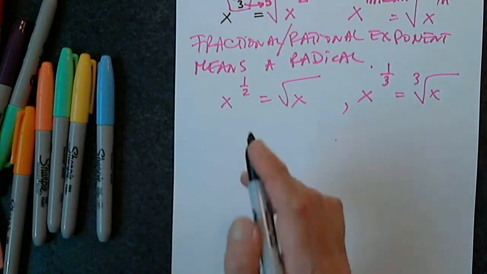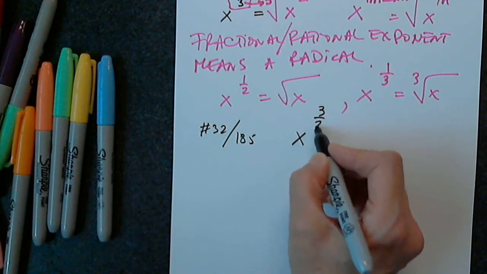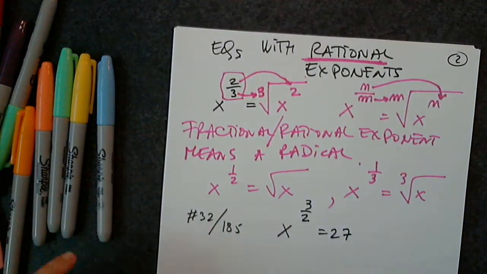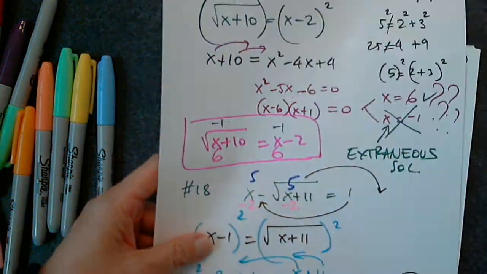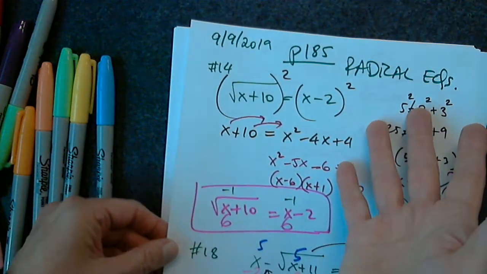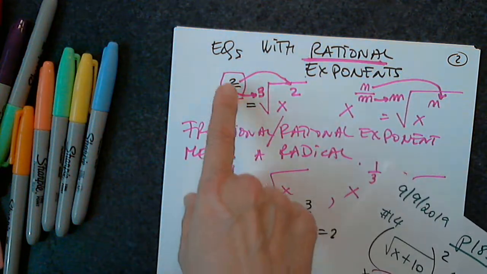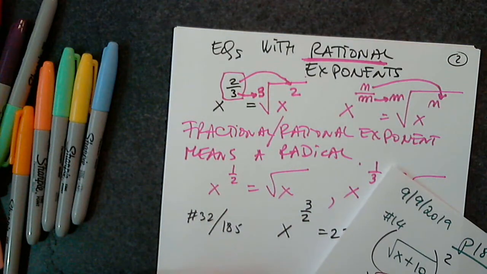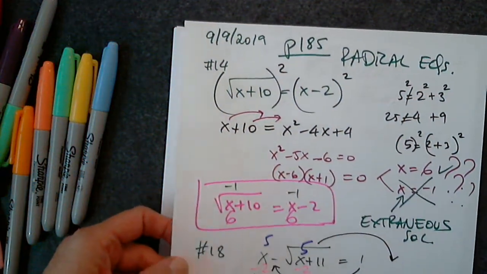Okay, so let's start with a simple one like 32 on page 185, in which we are given x to 3/2 equals 27. Now, the obvious question is this. You could say, wait a minute, if an expression with a rational exponent means a radical, why can't you just call it a radical equation and solve it like this? What's the big deal here? If any rational exponent is nothing else but a radical, why do I have to call it differently instead of simply writing radical equations?